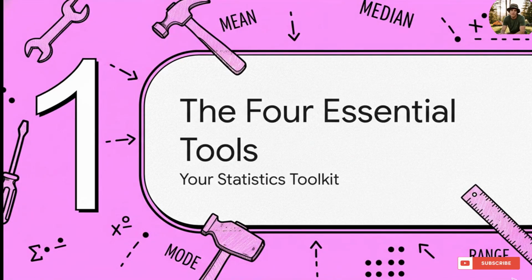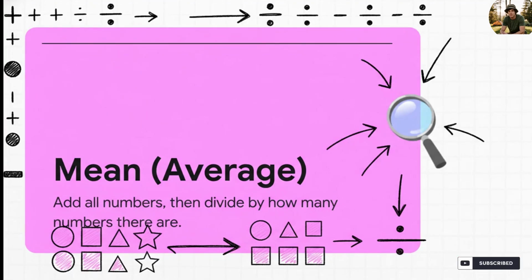To get those points, you need 4 essential tools in your statistics toolkit. So let's break down exactly what they are one by one. First up is the mean. Now, this is just the official, kind of fancy word for the average. We've probably been calculating this for years without even thinking about it. You just add up all the numbers in a set and then divide by how many numbers you added.